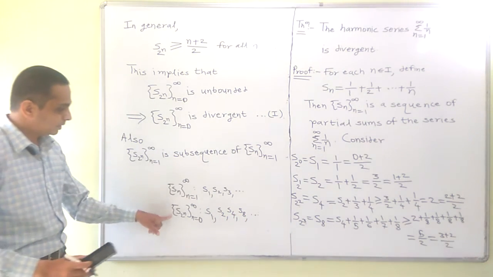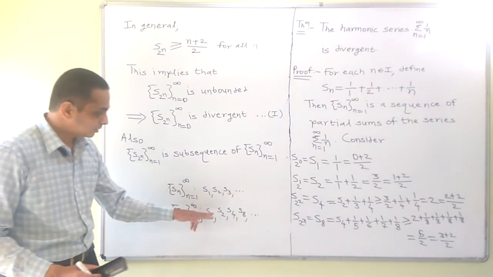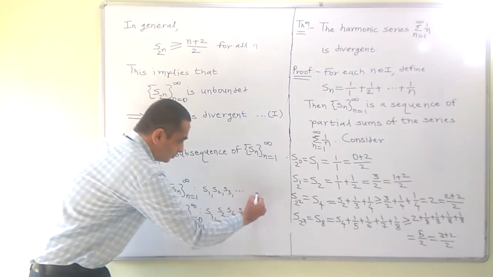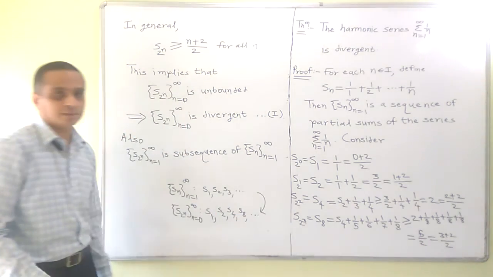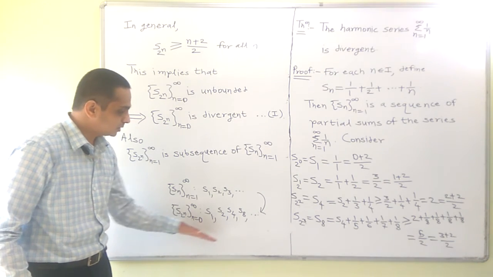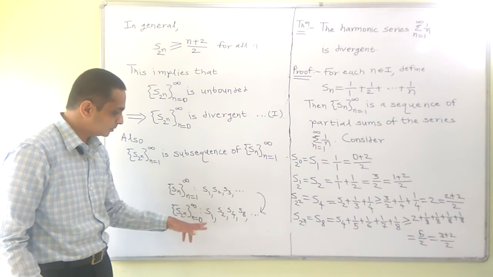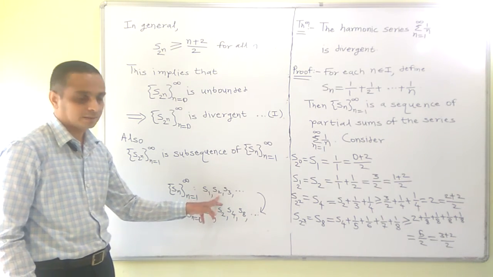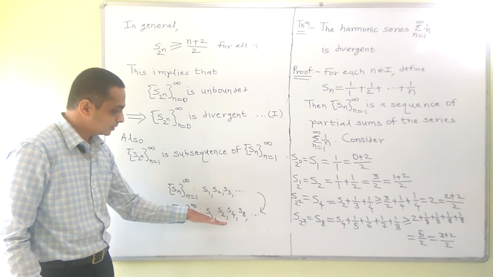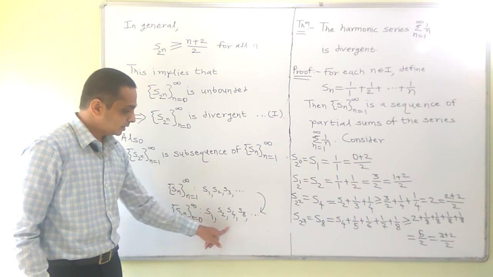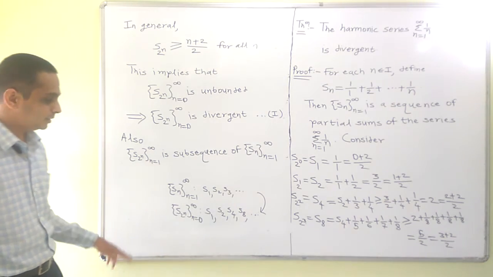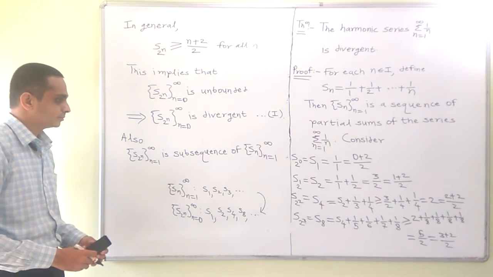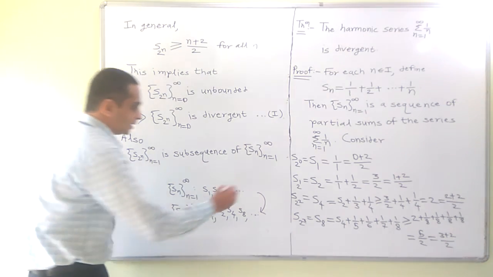So this is a subsequence of this sequence because it is obtained from this sequence just by removing some terms and without disturbing the order. So you can easily observe that this is a subsequence of this. Just some terms are removed and the rest of the terms are kept as they are. So this is the second statement.